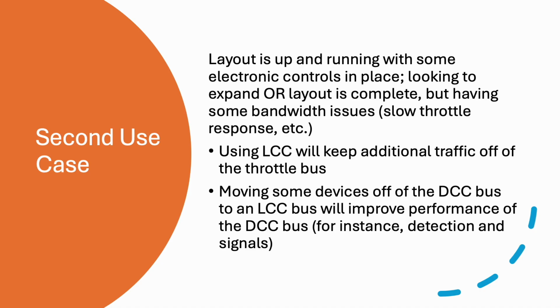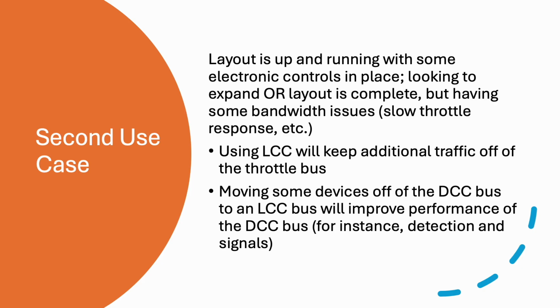In the second use case, your layout is up and running with some electronic controls in place and you're looking to expand, or the layout is complete but you're having bandwidth issues. Using LCC will keep additional traffic off of the throttle bus. Moving some devices off of the DCC bus to an LCC bus will improve performance of the DCC bus, for instance, detection and signals. This is the scenario that I live in.